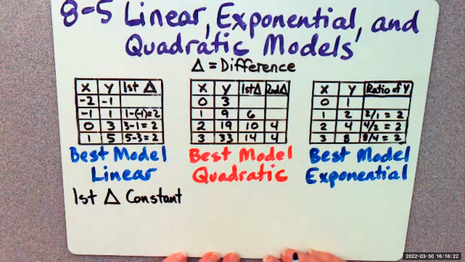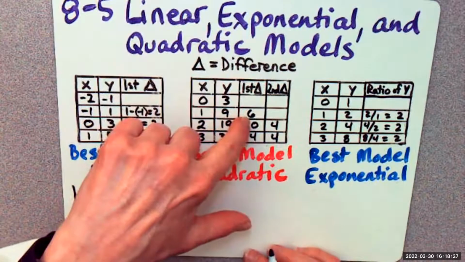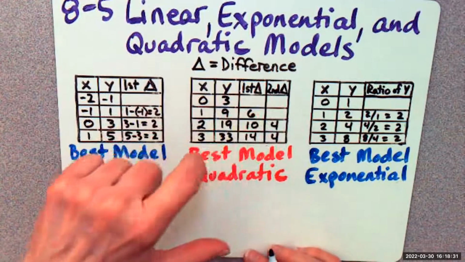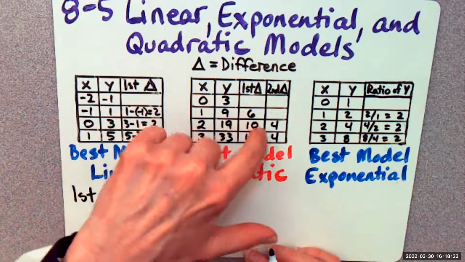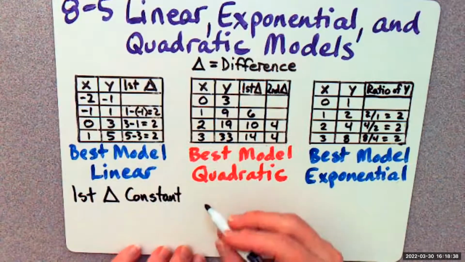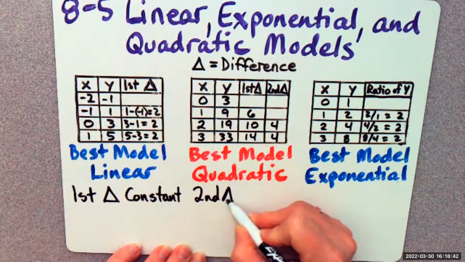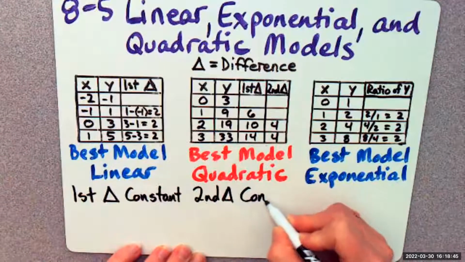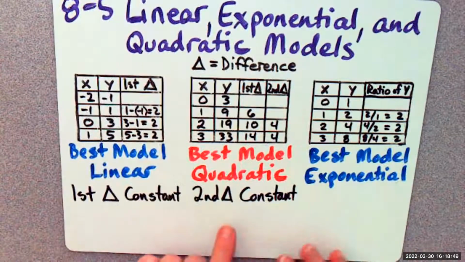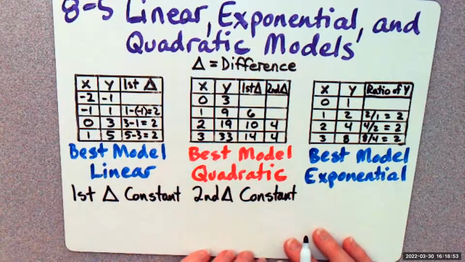So let's check the second difference. We have nothing to subtract from the 6, so not only is this blank, but this is blank. 10 minus 6 is 4. 14 minus 10 is 4. So the second delta is constant. When the second delta is constant, the best model is a quadratic function.